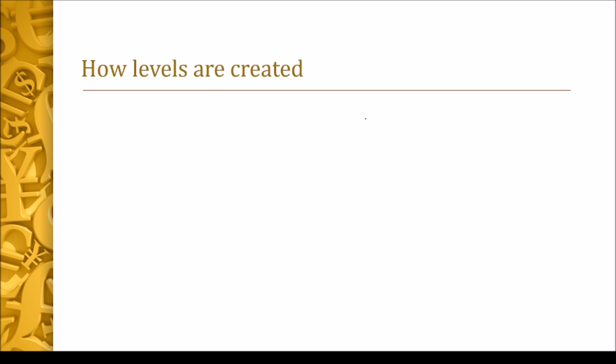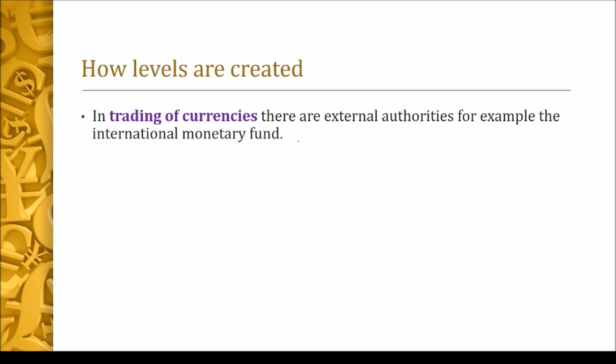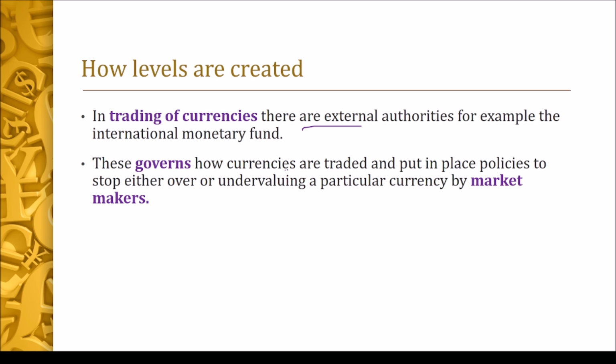So another question is, how are levels created, or how do they actually come up in the markets? In trading currencies, there are external authorities, for instance, the International Monetary Fund, which is the IMF in abbreviation. This governs how currencies are traded and puts in place policies to stop market makers from either over or undervaluing a particular currency. Since market makers can move the market at will, if left ungoverned, they have the power to undervalue the currency of their choice.